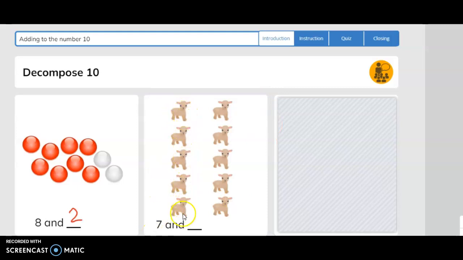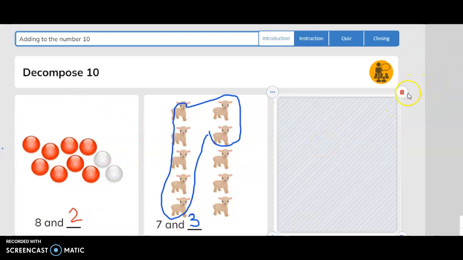Here I have 7 sheep. 1, 2, 3, 4, 5, 6, 7. Let me draw a circle around 7. So I have 7 here, and how many do I have left? I have 3. 7 plus 3 would give me 10 as well, just like 8 and 2 would give me 10.